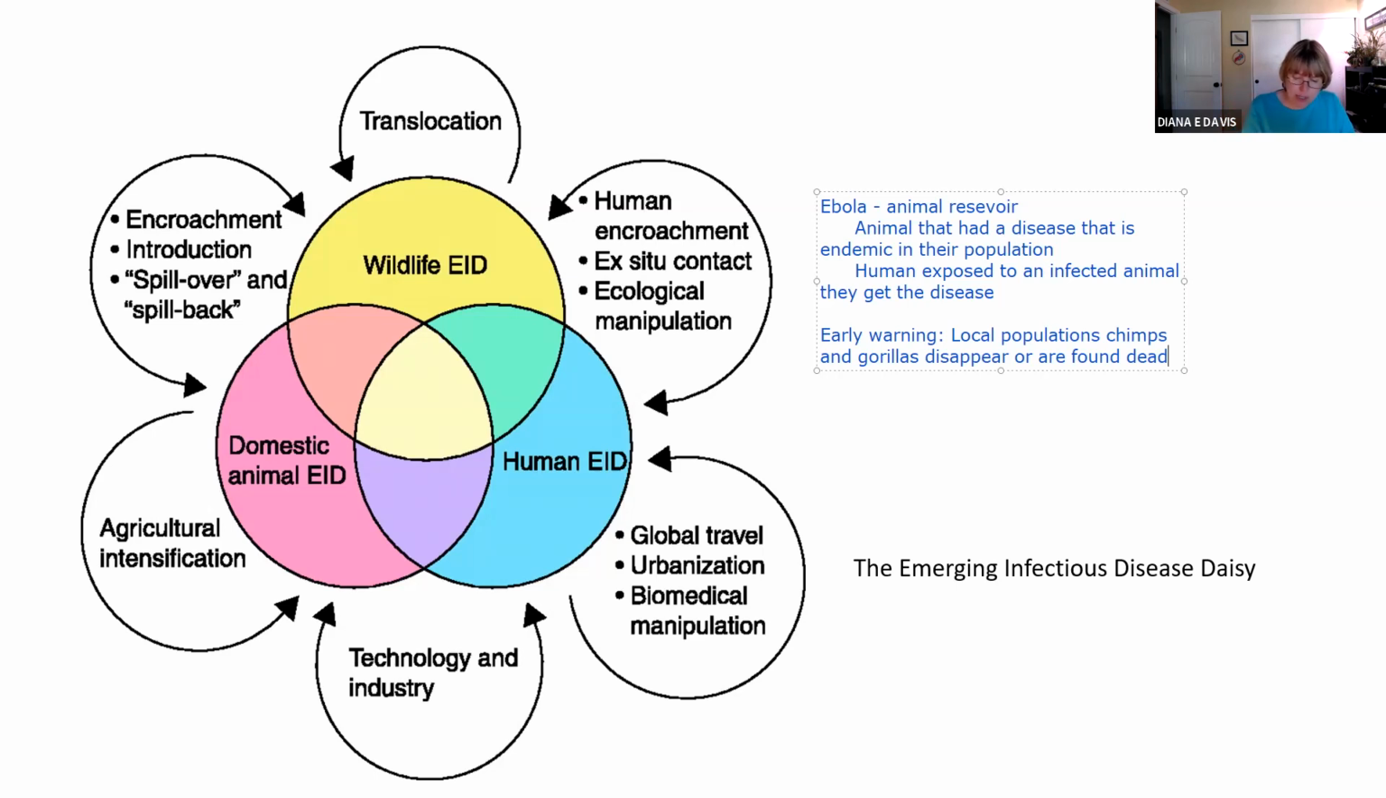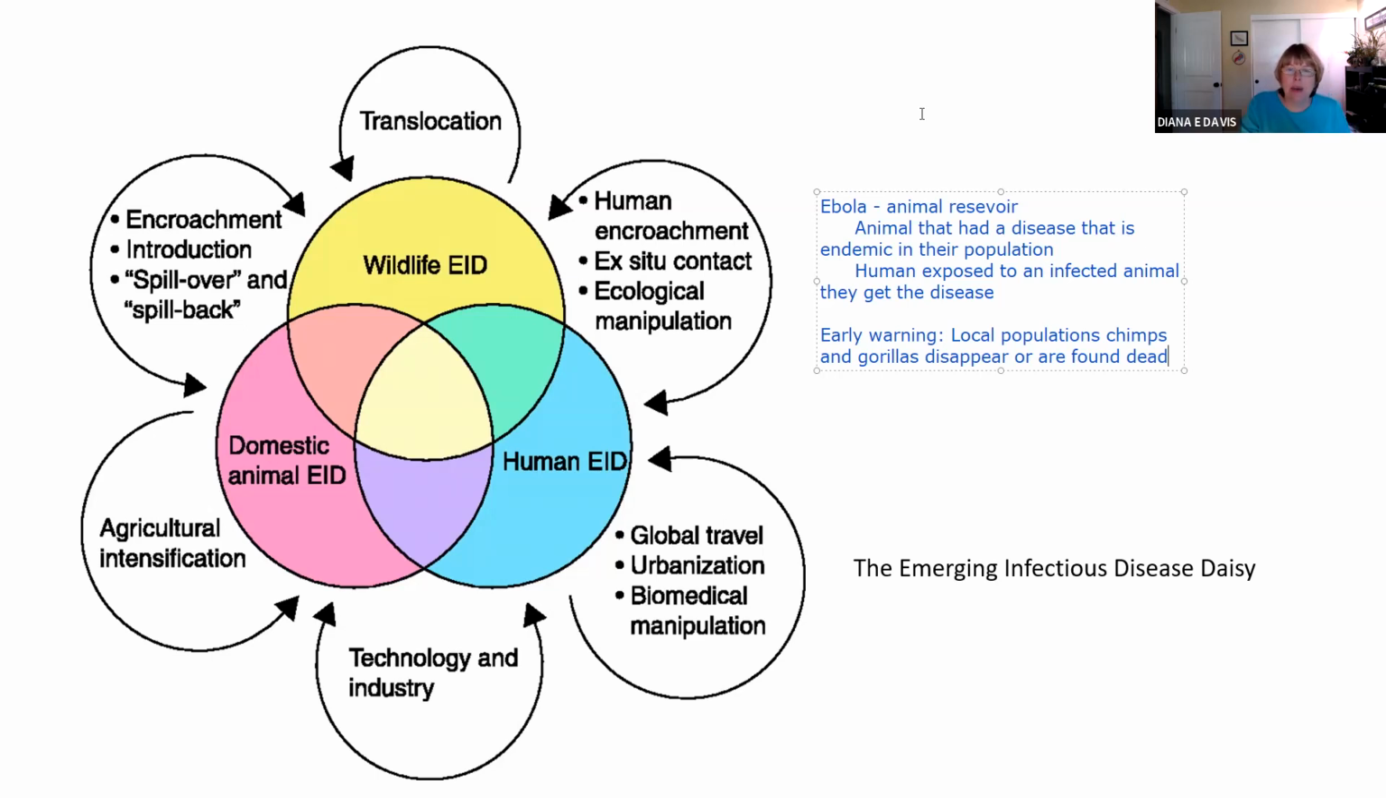MERS appeared in 2012 in Saudi Arabia. It's also been found in South Korea. It has a mortality rate of around 35%. It's a huge mortality rate. It still exists. It's mostly directly transmitted between an infected animal, often camels, and humans, and very rarely between humans.